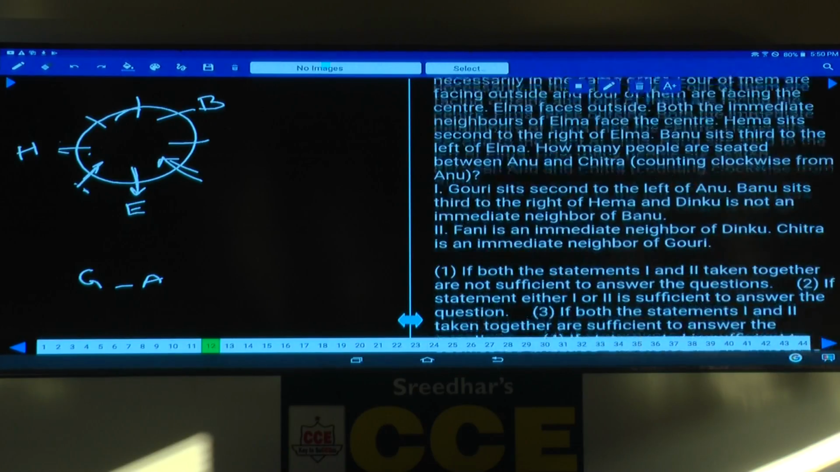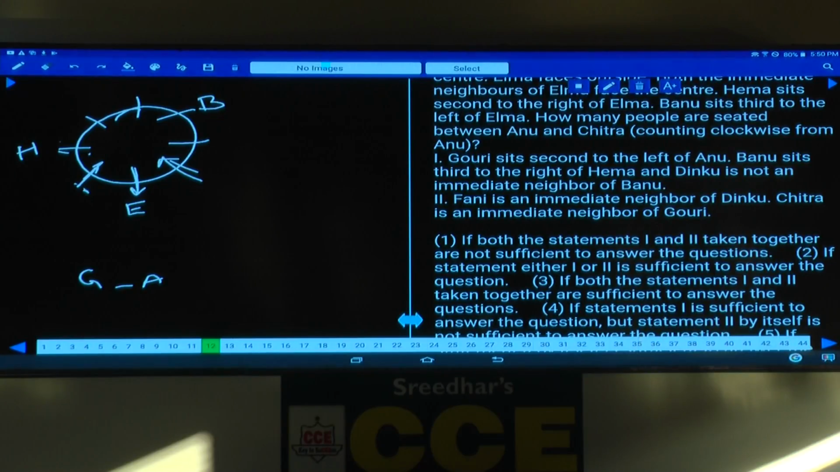Then in the next one, second condition, F is an immediate neighbor of D, and C is an immediate neighbor of G. Is there any information regarding this one? No, we cannot identify because information is given about only 3 persons.